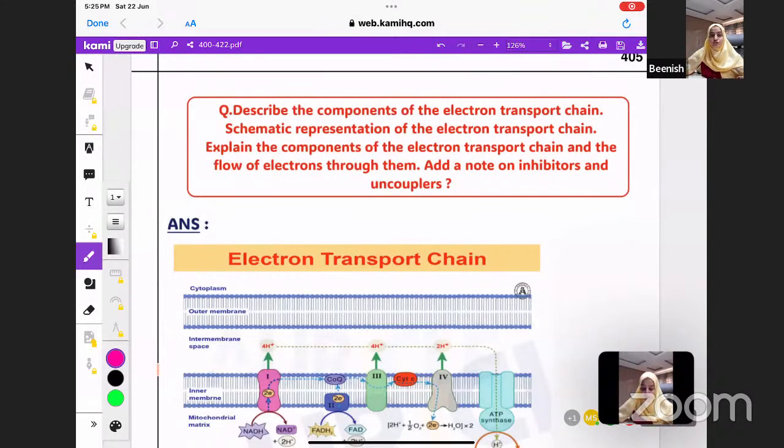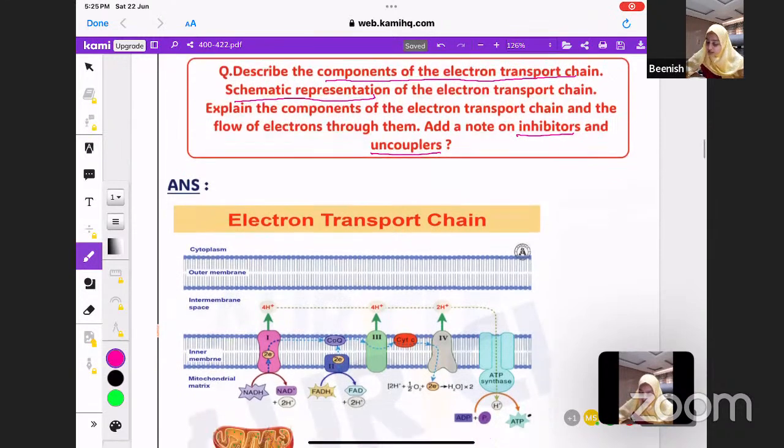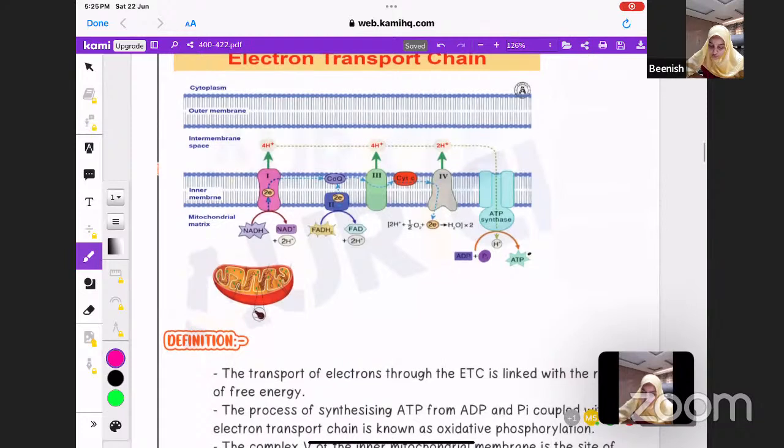Okay, now coming to the major chunk of biological oxidation. This is very important. We'll be talking about the components of the electron transport chain one by one. We'll also discuss each of the complexes, then a schematic representation of the electron transport chain, the electron flow, and in the end, we'll discuss the inhibitors and uncouplers, another very important topic associated with the ETC. Okay, so beginning with the electron transport chain.